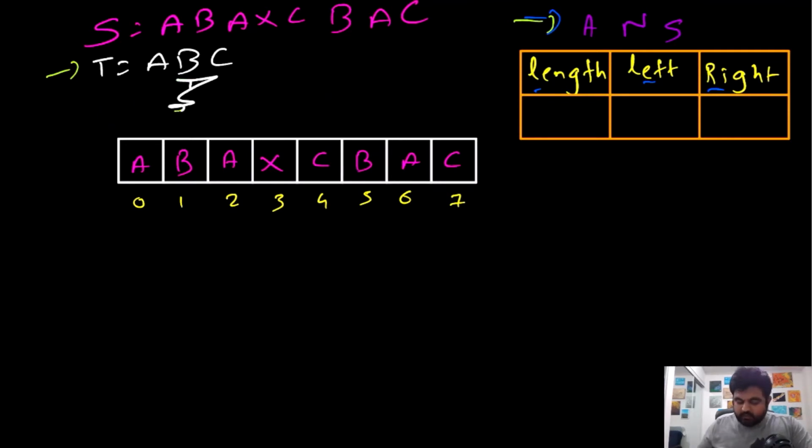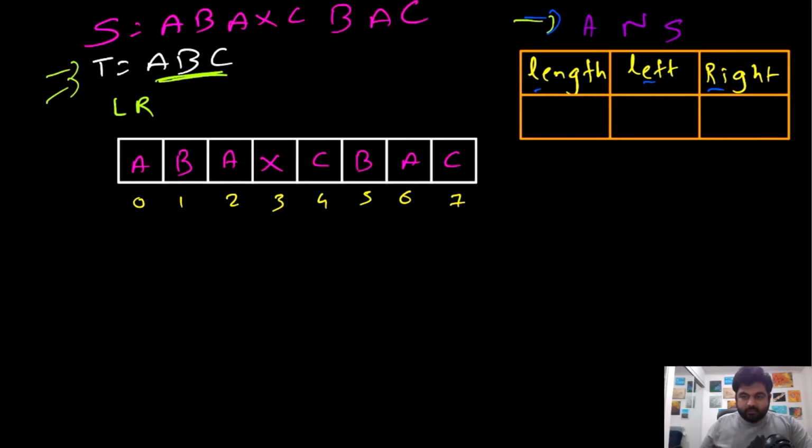To achieve this approach, we already have our two pointers, left and right, over here. Now we need to check whether T is present in any given substring. If for every single substring we try to check whether all of the characters of T are present or not, it takes a lot of time.